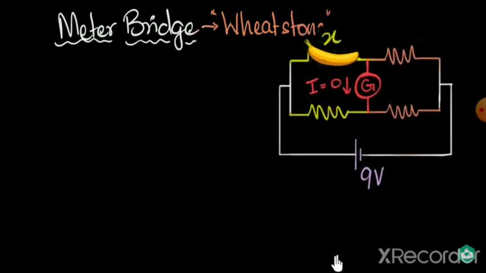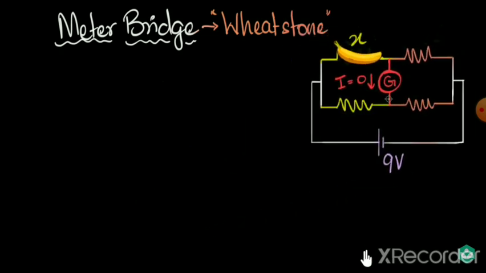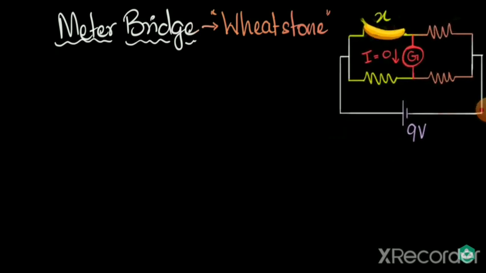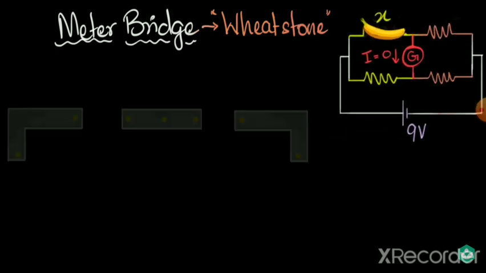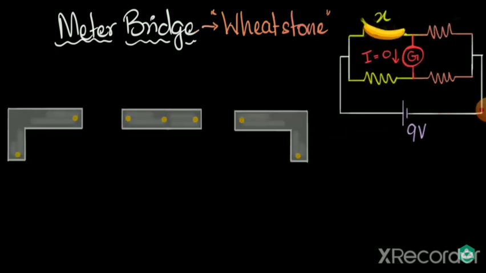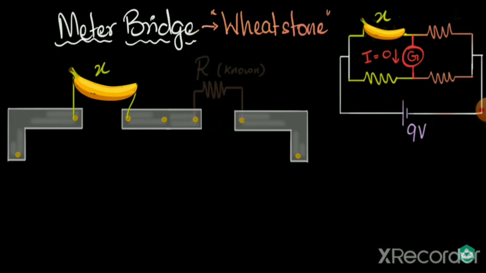So let me take this network and keep it over here. The meter bridge consists of 2 L-shaped arms and 1 straight metallic strip. These are all metals, and these are screws to attach wires over there. In one of the slots over here, we can attach our banana, whose resistance we need to calculate. And in this slot, we usually attach a resistance whose value is known. This is a fixed resistance. We're not going to change that resistance value at all.